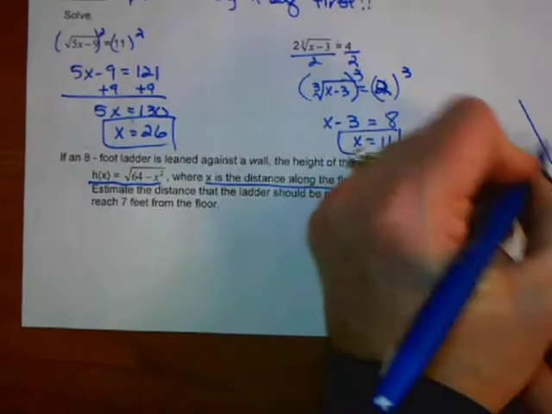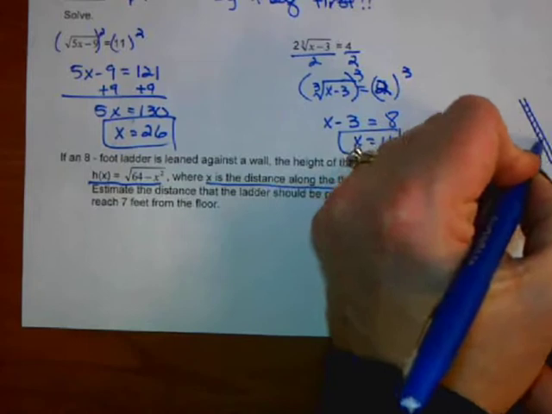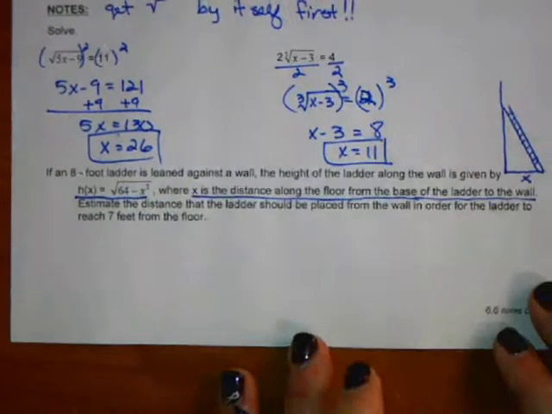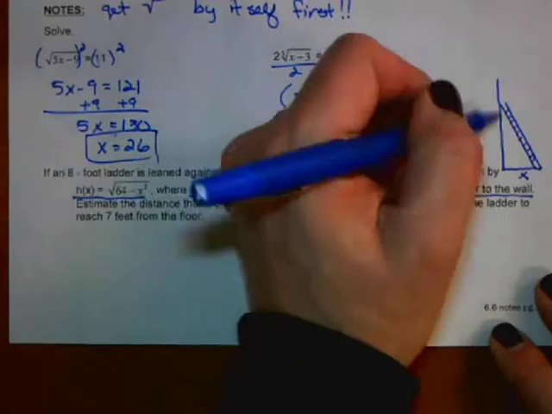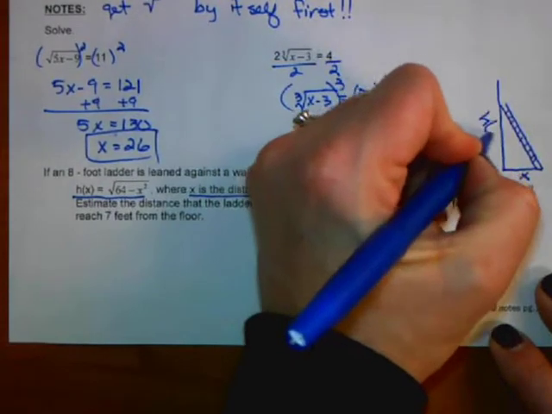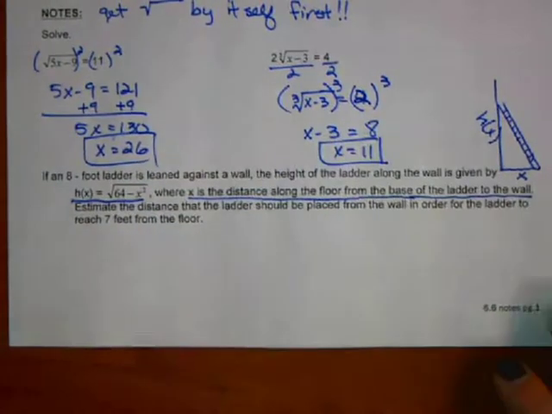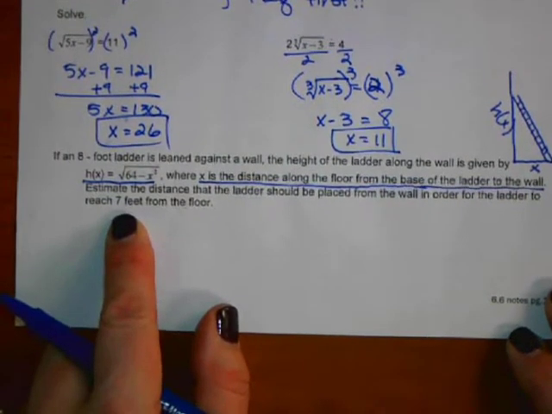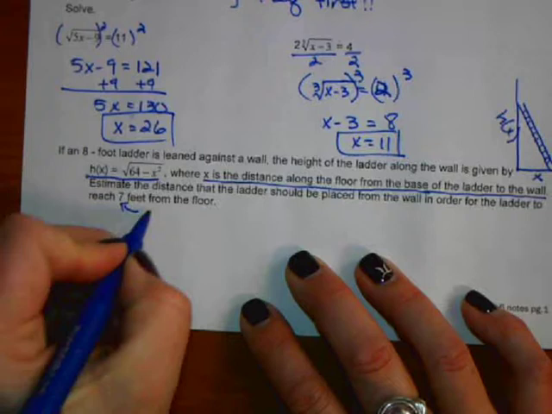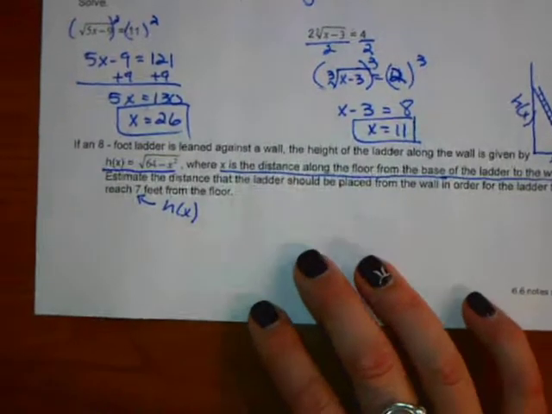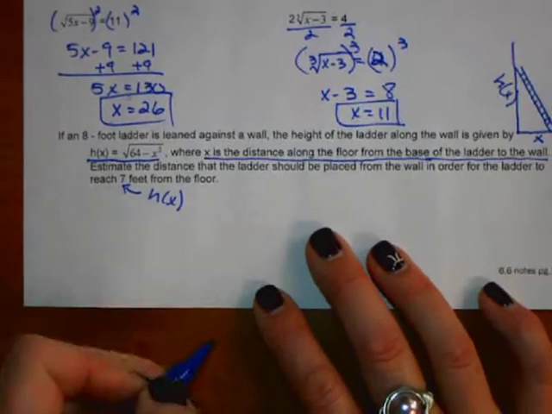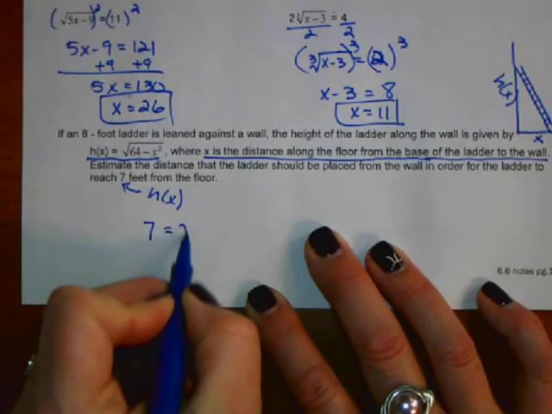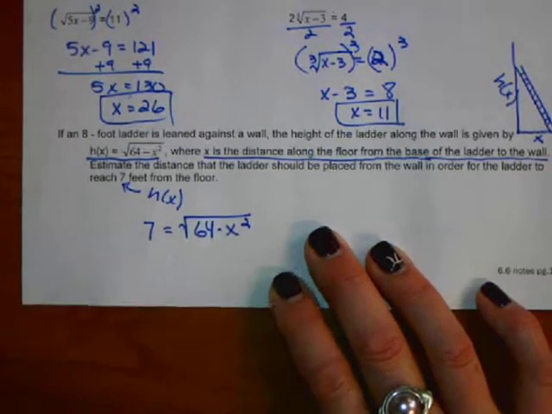So if I just think about it, here's a ladder. You may not need to draw a picture. Here's a wall. The distance here is x. This distance here is represented by h of x. So what is this? Is this h of x or is this x? This is h of x, isn't it? So I'm going to plug in where h of x is in the equation and solve for x. So I'm going to plug in 7 for h of x equals the square root of 64 minus x squared.